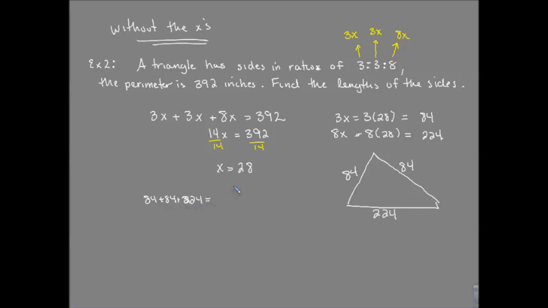So we can check it. And it does add up to 392, so it worked. It should add up to the number that it should be. So if you're doing angles, it should add up to 180 when you're done. If you're doing perimeter, like this, it should add up to what the perimeter was told.